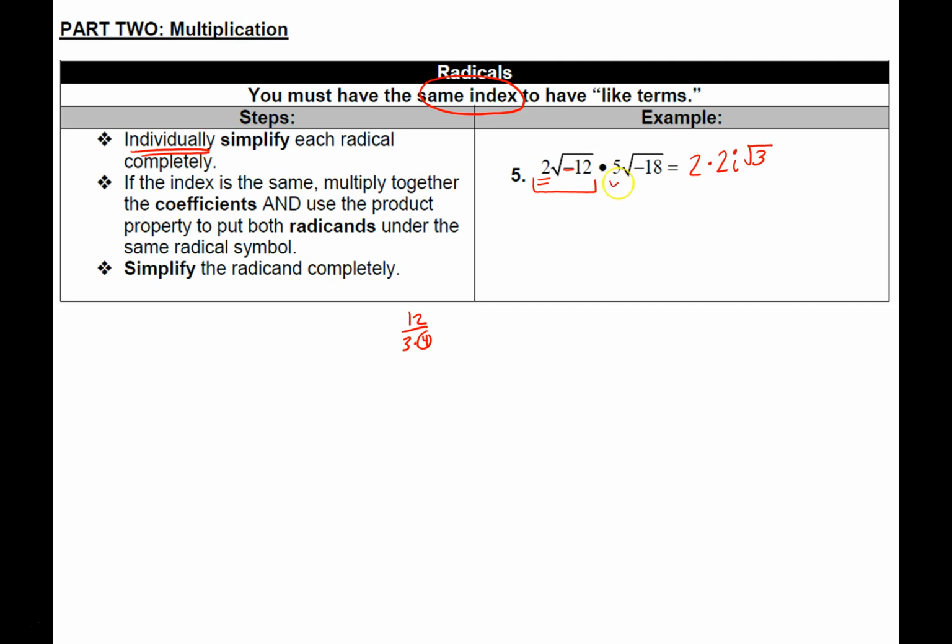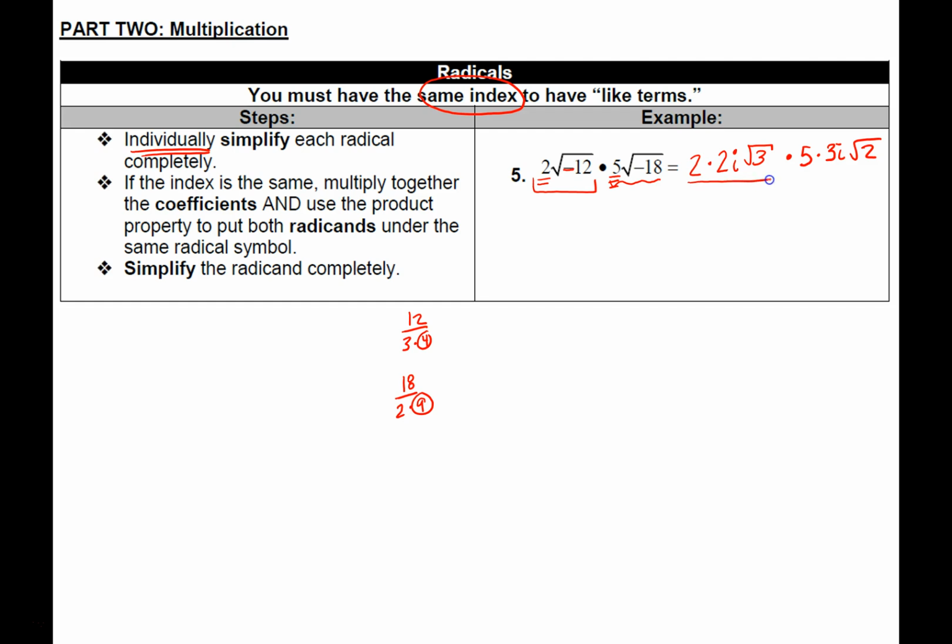The second one over here, I have 18, and 18, let's see, how do we want to do that? Maybe 2 times 9, because 9 is a perfect square. So I'm going to put my multiplication sign, and then I'm going to say 5 times, because again, that's that coefficient out front, 5 times 3i square roots of 2, because the square root of 9 is 3, the square root of a negative is i, and then the 2 stays inside of the radical. Okay, so let's just simplify.